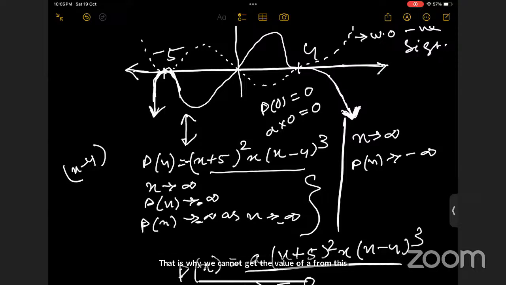Yes, ma'am. So my question is, for any graph that passes through the origin where y equals 0, it is not possible to find A, right? Generally, I'm using the word constant here, assuming A is a constant, and if the graph passes through the origin, it is not possible to find A, correct? So that is for any sort of equation.